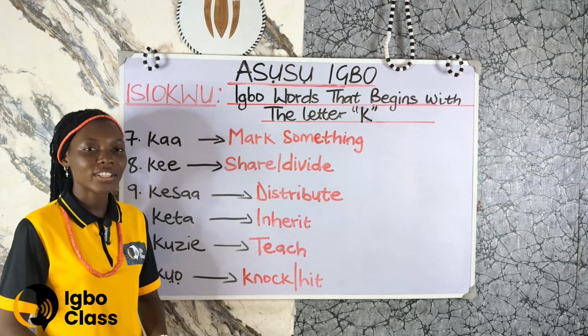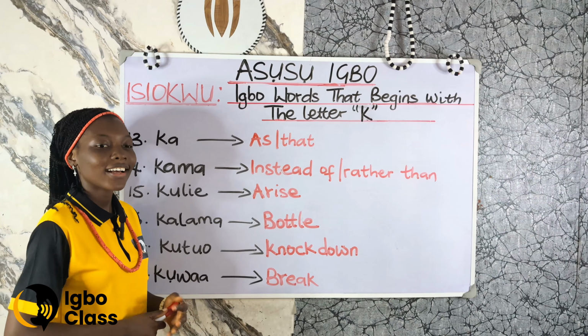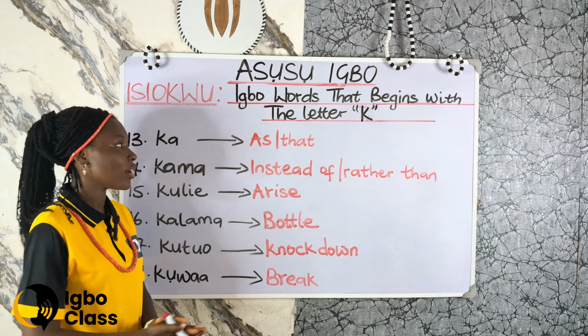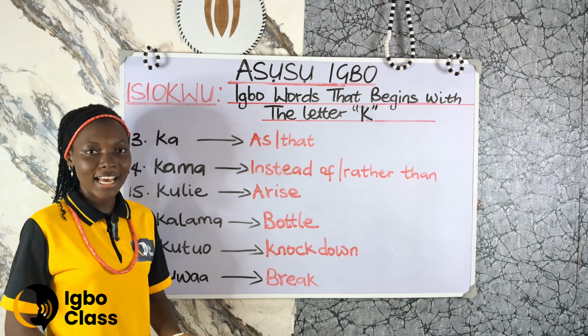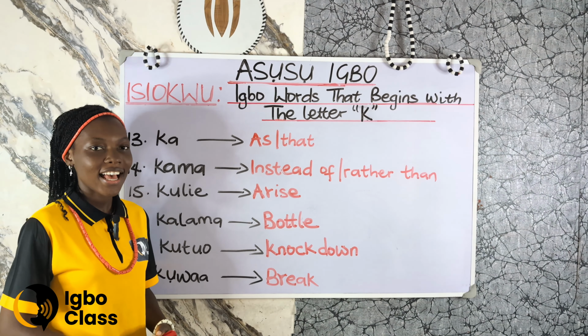The next word is ka. Ka can stand for as or that. Ọ mara mma ka nne ya. She is as beautiful as her mother.